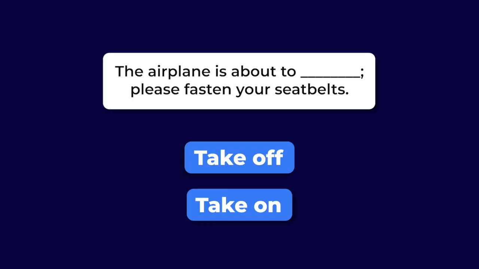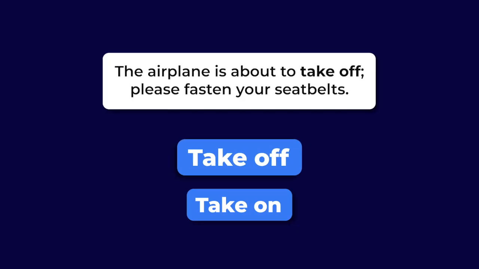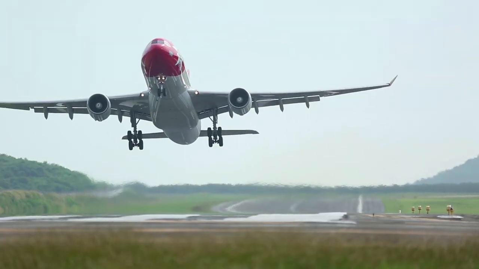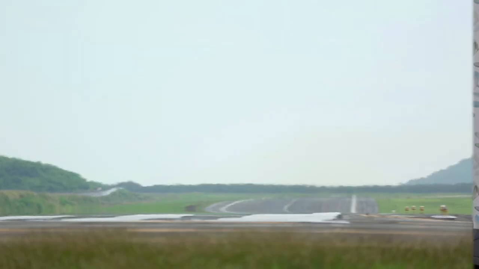The correct answer for this sentence is the airplane is about to take off. We use this phrasal verb take off when it comes to airplanes to mean it's going to start to fly. When we also want to say that something is going to start doing well or become popular, we say it's going to take off. Right now, I really notice that Reebok shoes are starting to take off. That means a lot of people are wearing them and they're becoming really popular.